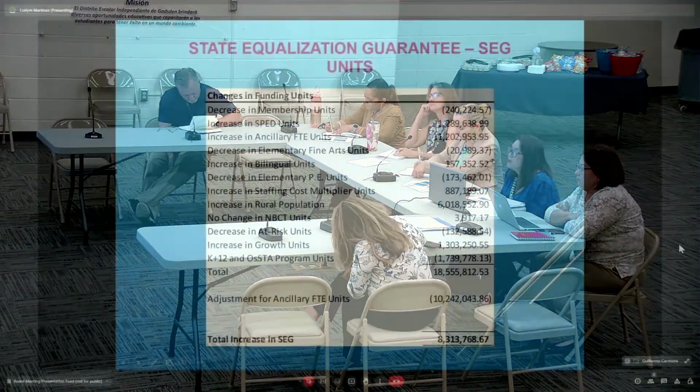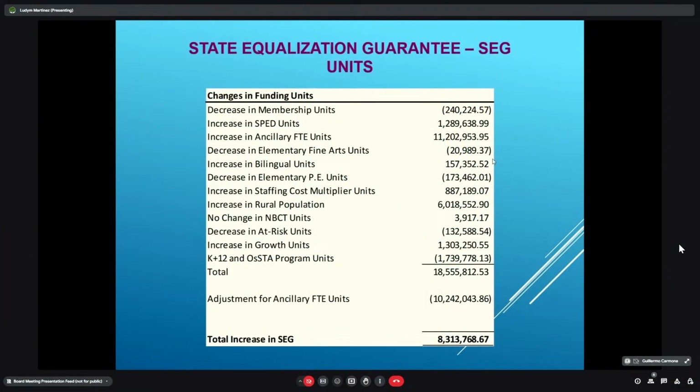So when we look at the SEG, one of the things that we look at is the change in units. So you have increases and you have decreases. And so this is a quick summary of the units and kind of what's happened. So we had obviously a decrease in student enrollment. And you can see here that that's about $240,000 where there's a student enrollment.